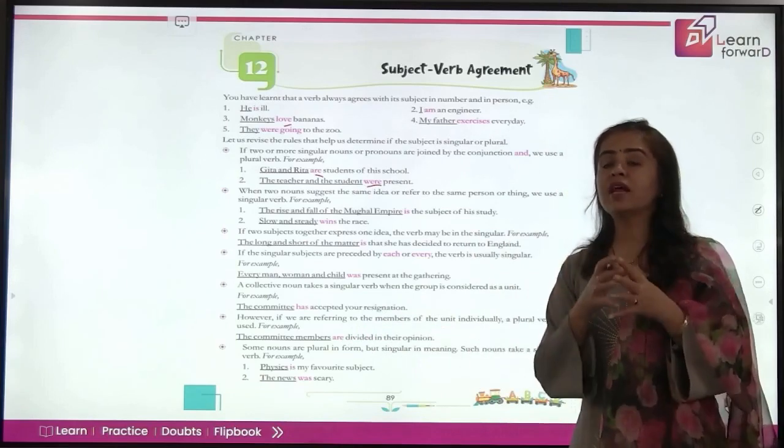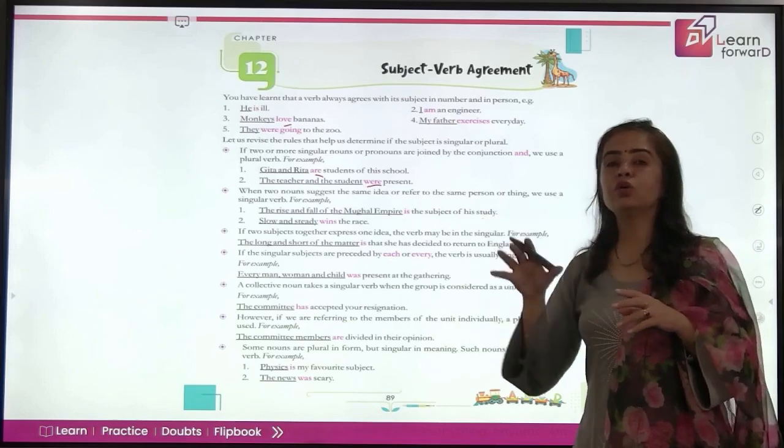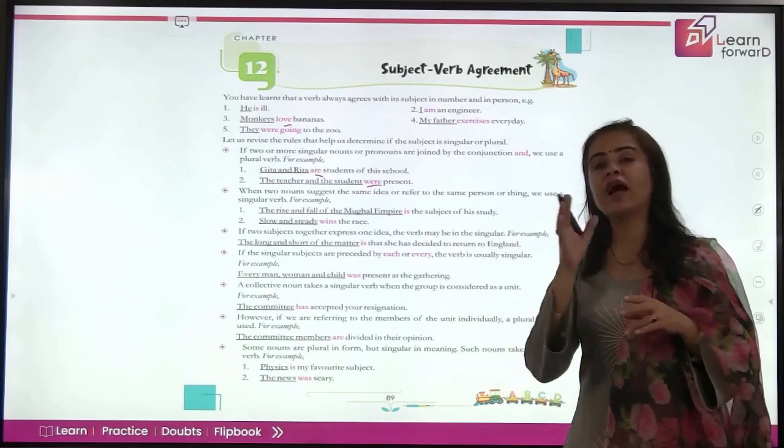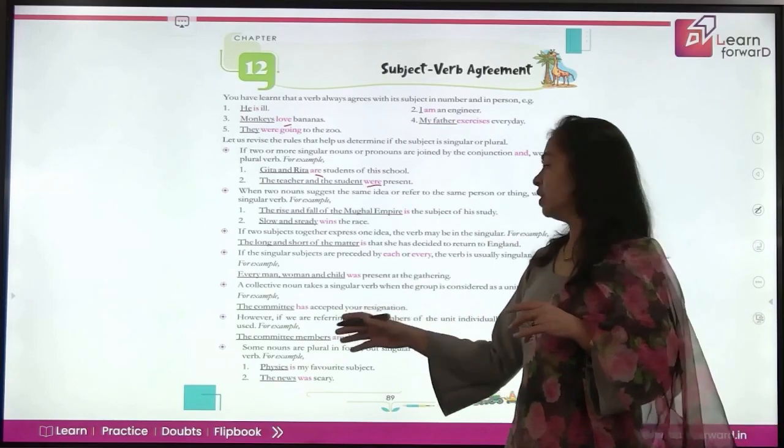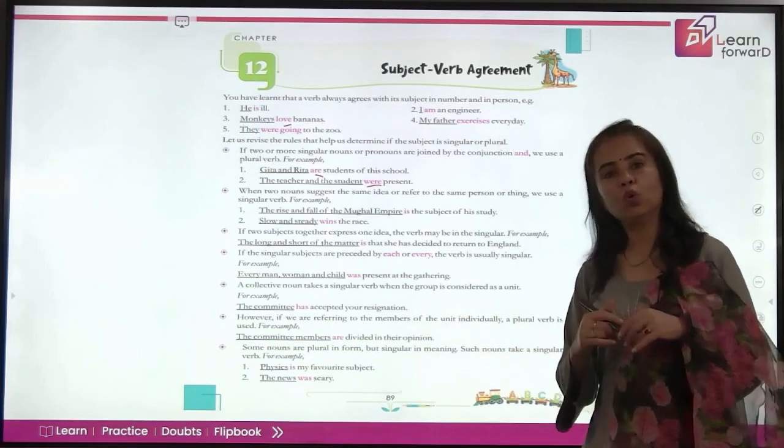So they are not standing united as one collective noun. So they are not united. That means they are different identities now. So members here are plural. The committee members are divided in their opinion.